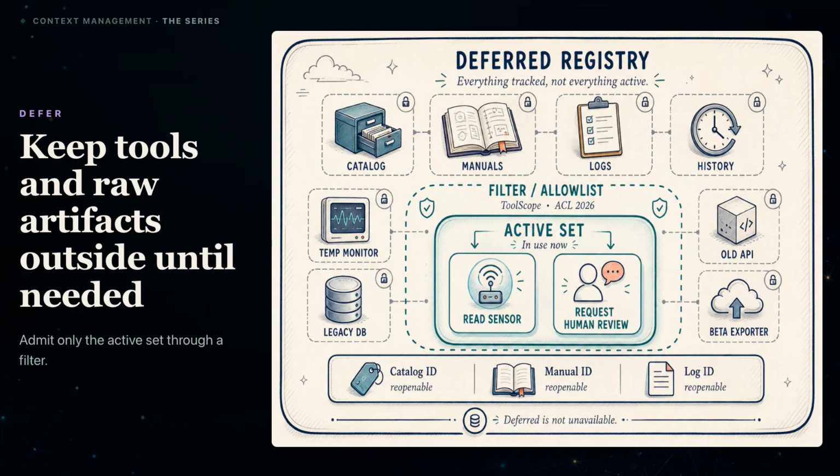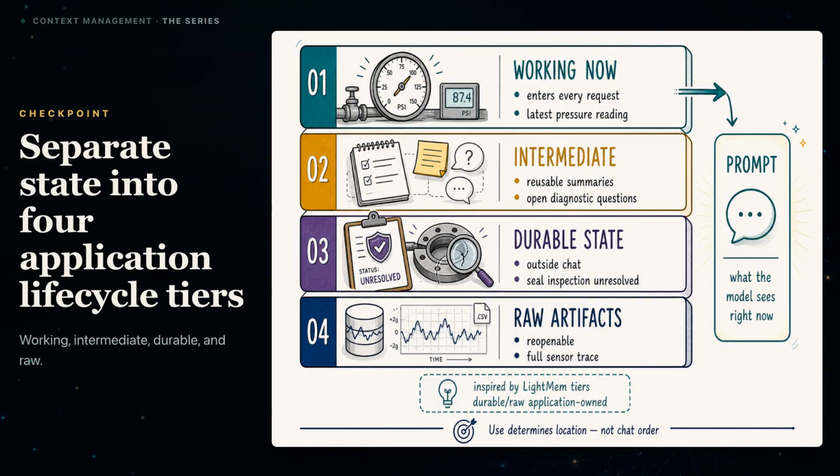Deferred does not mean unavailable. Stable identifiers keep manuals, logs, and records reopenable, while the model sees only what it can use now. That controls prompt size and reduces tool selection errors. The next control decides where the task state itself should live. A chat transcript should not become the system's database.